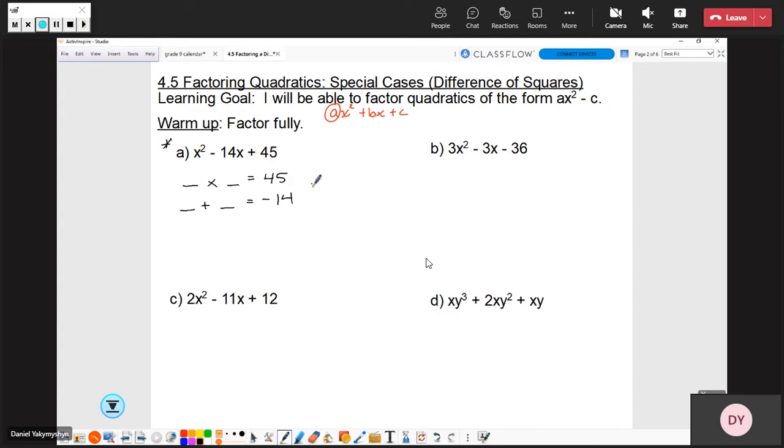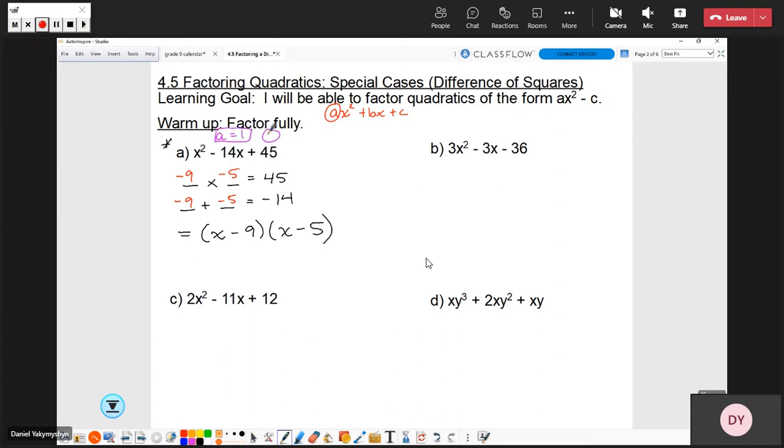Negative 9 and negative 5. Negative 9, negative 5. Does that work? Positive 45, yeah. Negative 9, negative 5, for sure. Negative 14. So we could do the short factoring method here. We could just say, this is going to be x minus 9, x minus 5. And the only reason why we're allowed to get away with something like that is because, again, that A value is 1.